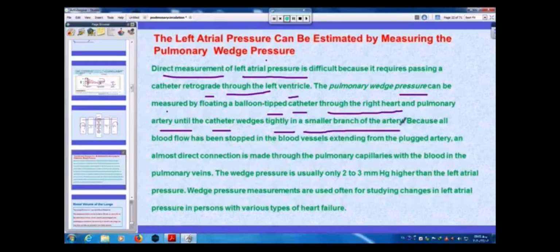Because all blood flow has been stopped in the blood vessels extending from the plugged artery, an almost direct connection is made through the pulmonary capillaries with the blood in the pulmonary veins. The wedge pressure is usually only 2 to 3 millimeters of mercury higher than the left atrial pressure. Wedge pressure measurements are often used for studying changes in the left atrial pressure in persons with various types of heart failure.